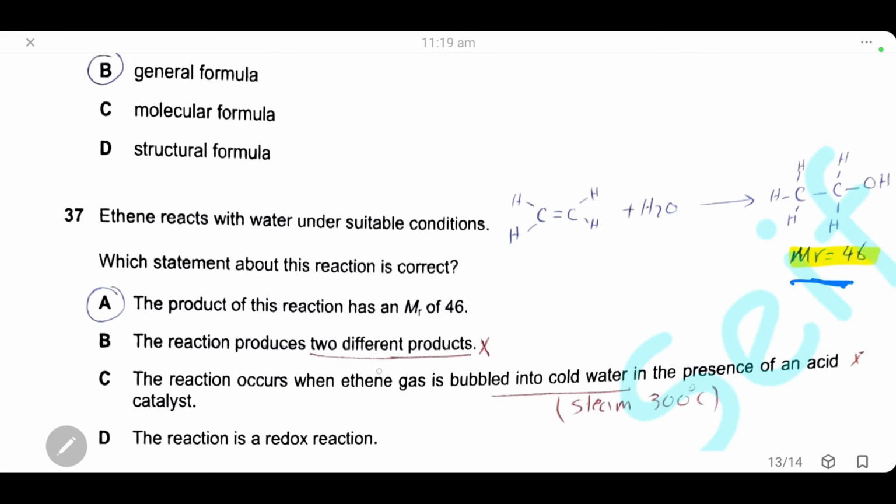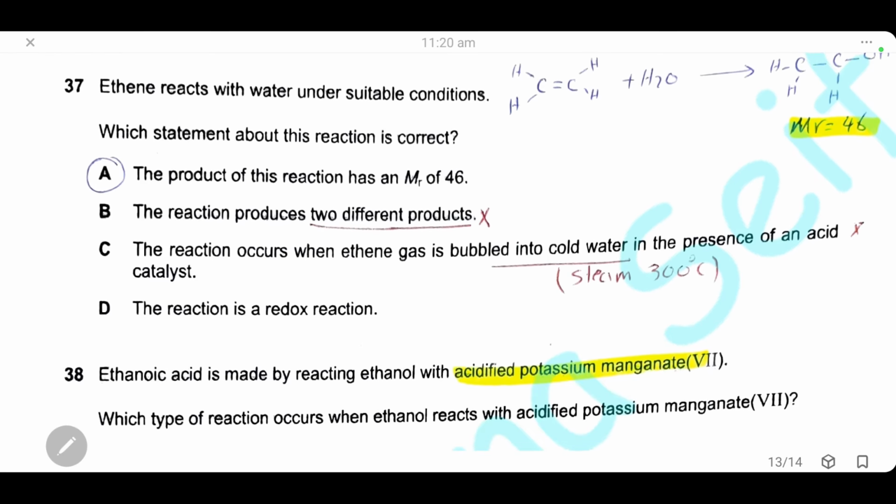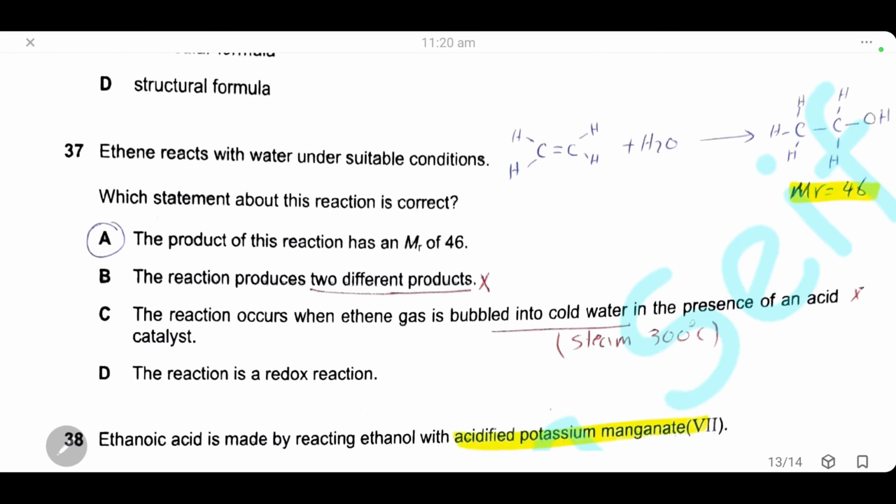The reaction produced two different products. No, addition gives only one product. The reaction with ethene gas is bubbled into cold water in the presence of acid. This is not the condition of the reaction because ethene reacts with steam at 300 degrees Celsius, so it is not cold water. The reaction is a redox reaction. No, so we will choose A. The product of the reaction has a molecular mass of 46. Here I calculated the mass of the product, which is 46, and the answer is A.